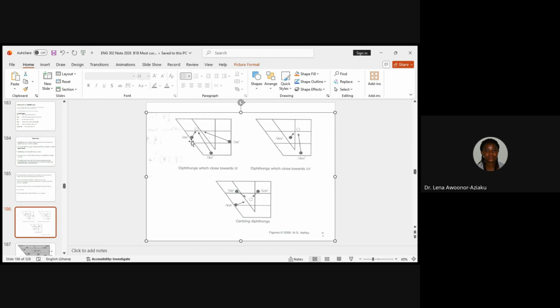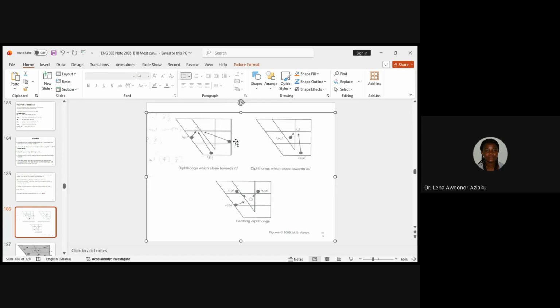So for A, the glide starts from a mid-front high vowel and ends on the high centralized vowel E. So you see the movement. And for the I, we have A, I. It starts from a low central vowel, it is supposed to be back, but a low central vowel, and ends on E.